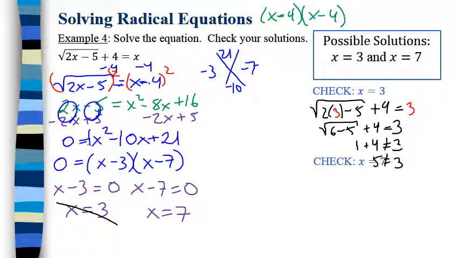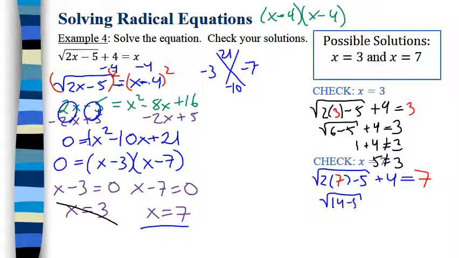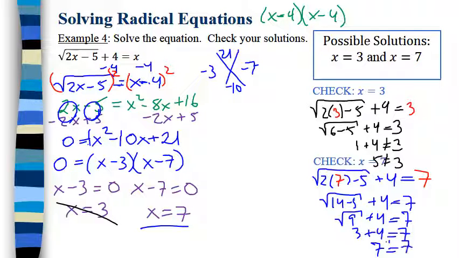Okay, so let's go ahead and check 7. So we're going to do the square root of 2 times, and we're checking 7 here, right? 7 minus 5, and then out of the square root plus 4 should equal, and we're checking x equals 7, so should equal 7. Okay, so now we have 14 minus 5 plus 4 equals 7, which of course is the square root of 9 plus 4 equals 7, which of course 3 plus 4 does actually equal 7. So since 7 equals 7, we know that works.